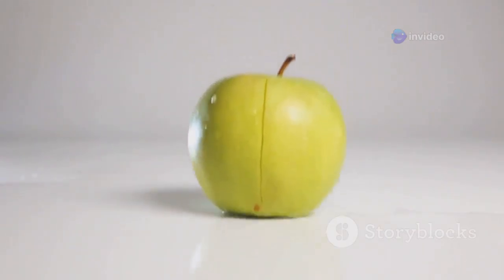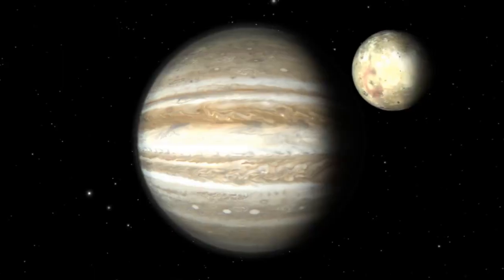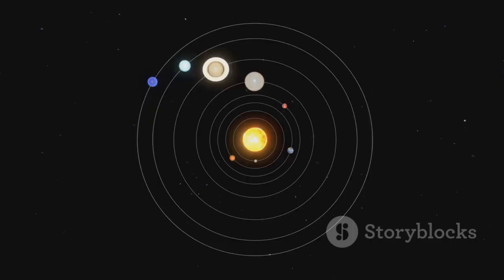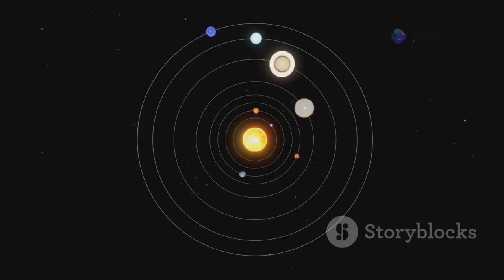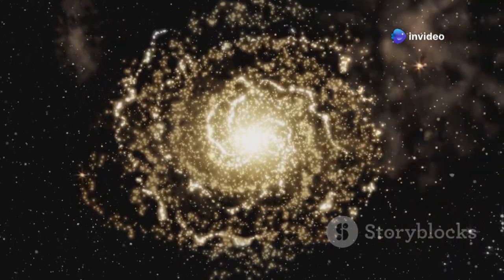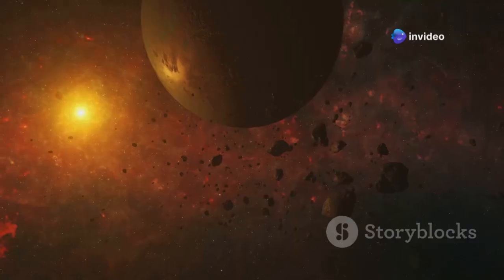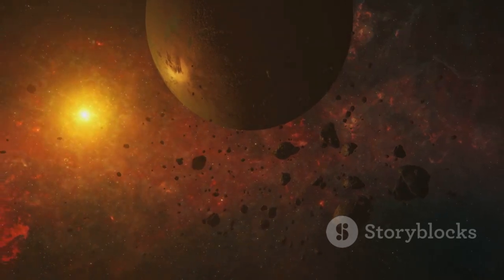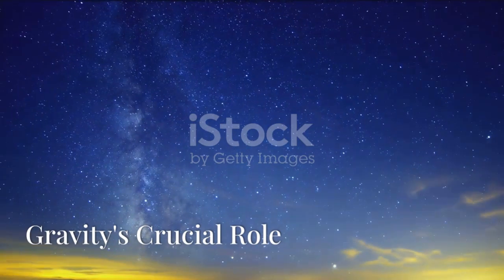Gravity is a force that pulls objects toward each other. The bigger the object, the stronger its pull. Orbital motion is everywhere in space. Planets orbit stars, moons orbit planets, and even stars themselves orbit the center of their galaxy. Without orbital motion, our universe would be a very different place.